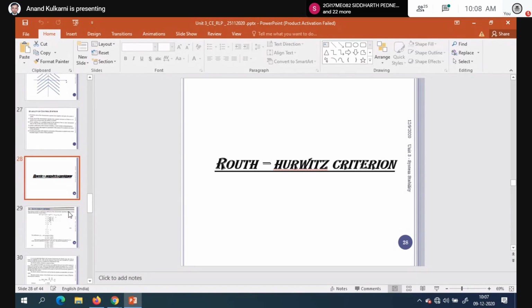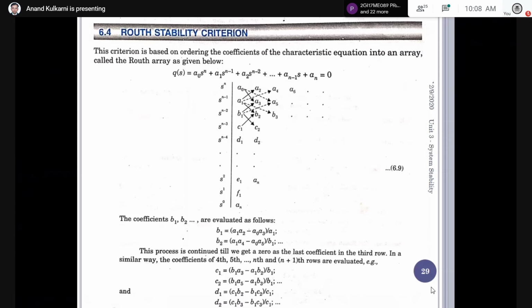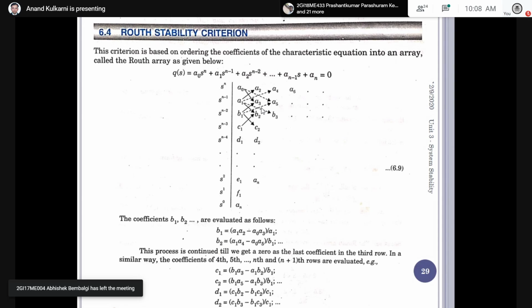The Routh-Hurwitz criteria puts the polynomial into the form of an array, and this array has to be calculated. You know how to calculate this array. If all the elements in the first column of the Routh's array are positive, then the system is stable. If any one of the elements in the first column of the Routh's array is negative, then the system is unstable. And the number of sign changes in the first column of the Routh's array indicates the number of roots on the right side of the S plane, that means which causes the instability.